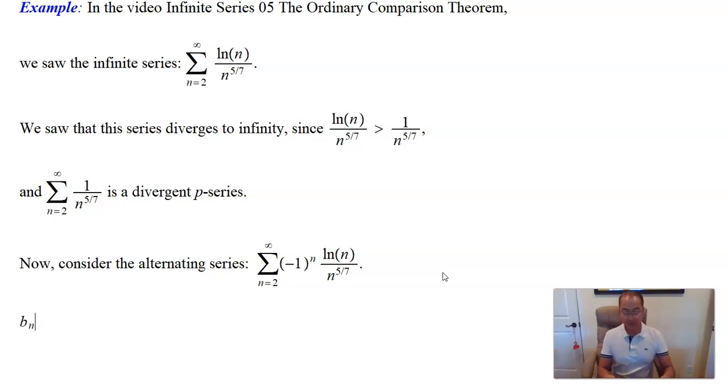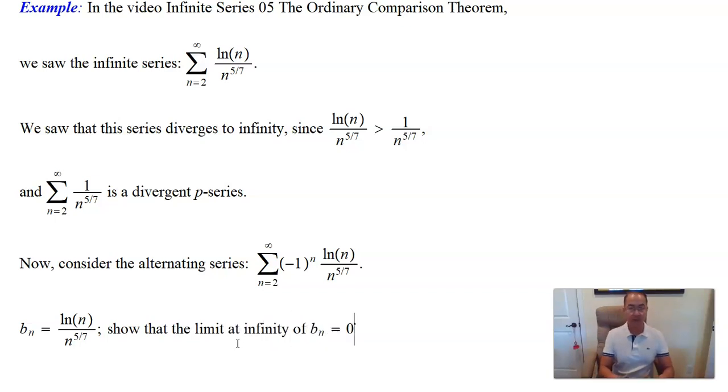We have to look at b sub n. We ignore the (-1)^n. So our b sub n is exactly what we saw before, ln of n over n to the 5/7. Okay, so we must show that the limit at infinity of b sub n is 0, and b sub n forms a decreasing sequence.